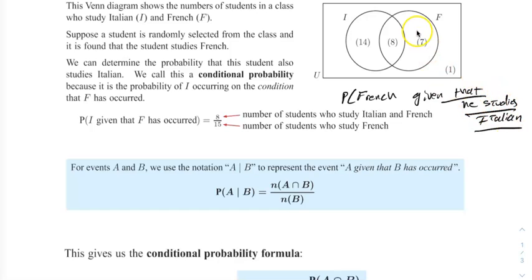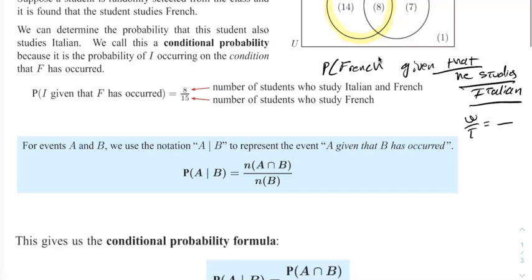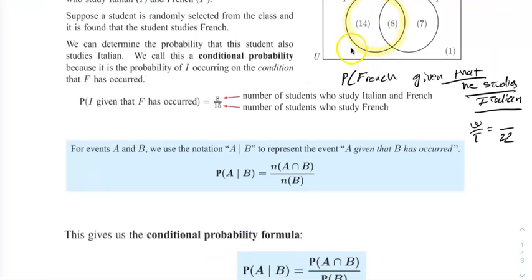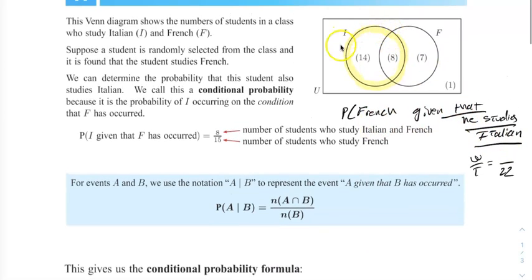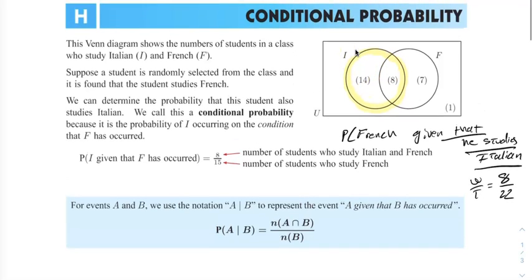We know the person studies Italian, so now we know that we're selecting from a person in this circle. So it's still 1 over total, but now our total is just the people who study Italian. So Italian is all the people that study Italian, so that's 22. And what do we want? We want to find the probability that the person studies French, given that they study Italian. Again, we know they study Italian, so we're only looking at the circle. How many of those people study French? 8. So that's an example of a given that probability, a conditional probability.